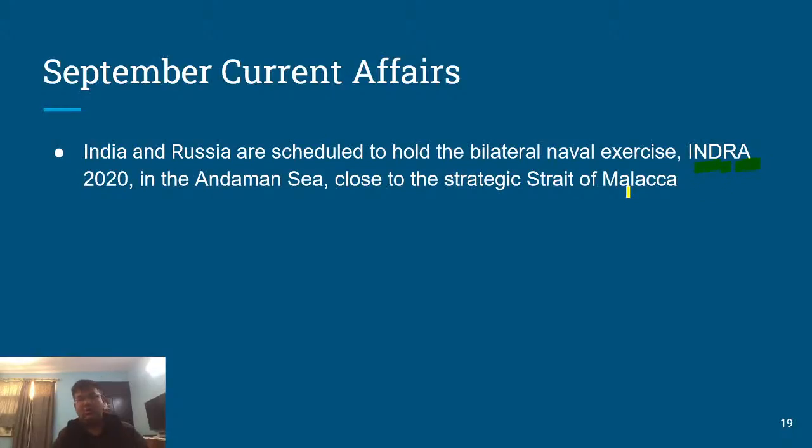Strait of Malacca is one of the most important naval routes on earth because it connects, shall we say. Okay, let me show it to you and you'll understand.